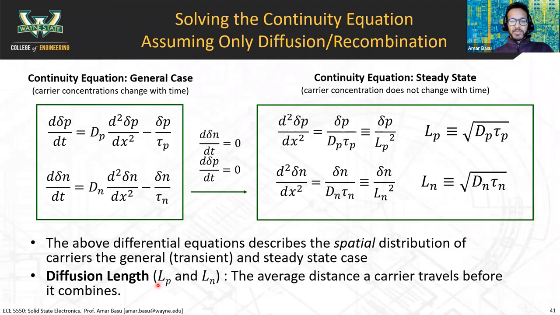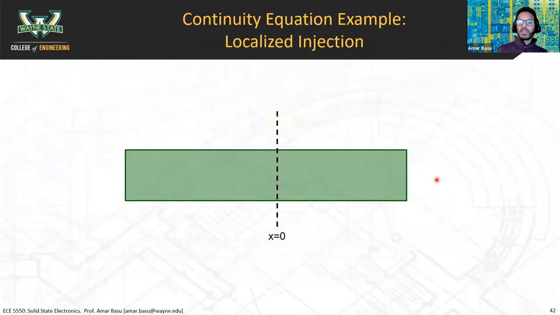Okay. So this has a physical meaning, and there are going to be problems in your homework where you're going to calculate the diffusion length. In order for this to make sense, I want you to see a specific example of this. This is the continuity equation in action. We're going to be using it here.